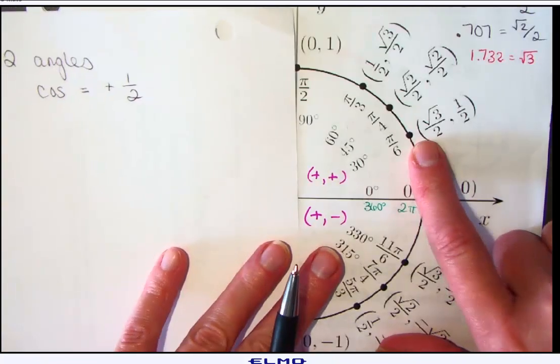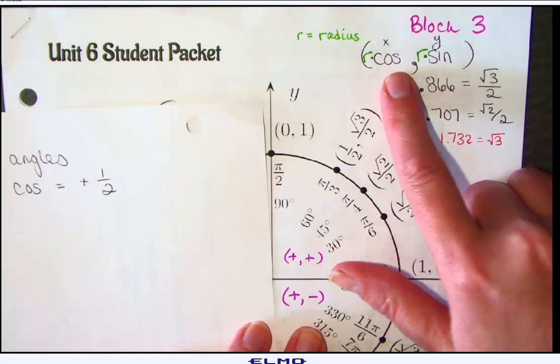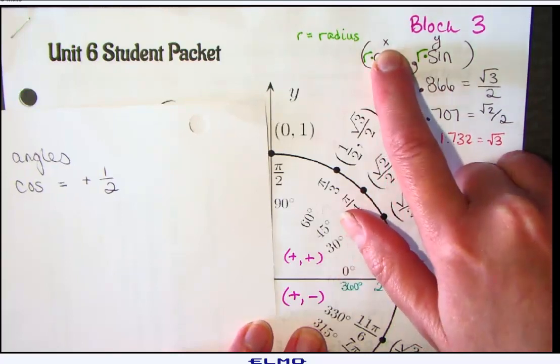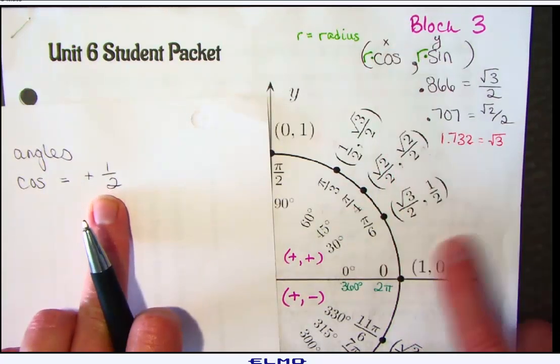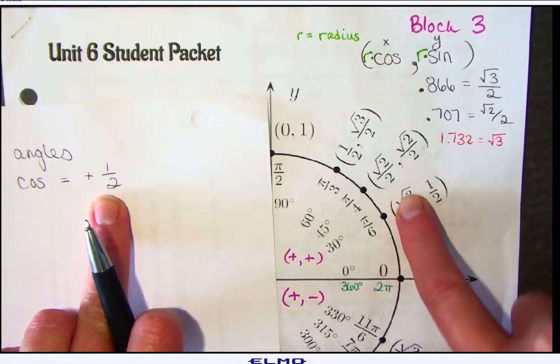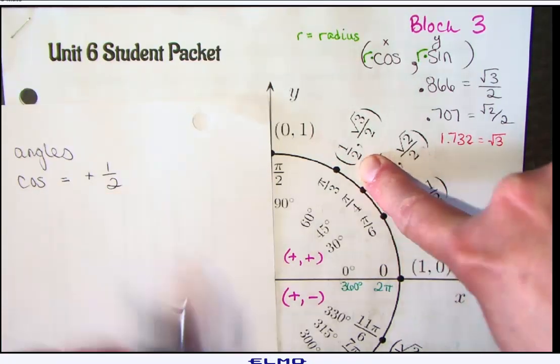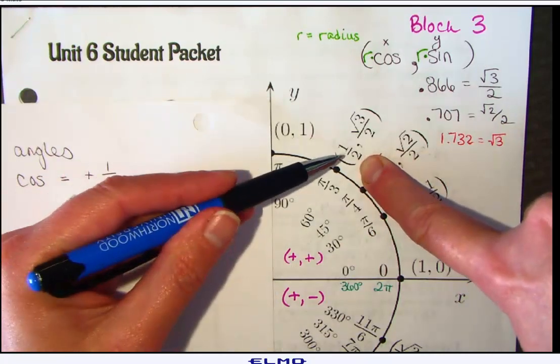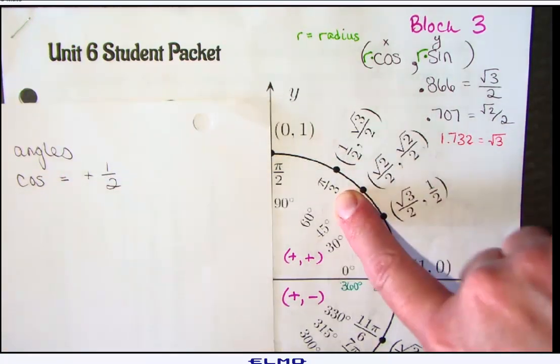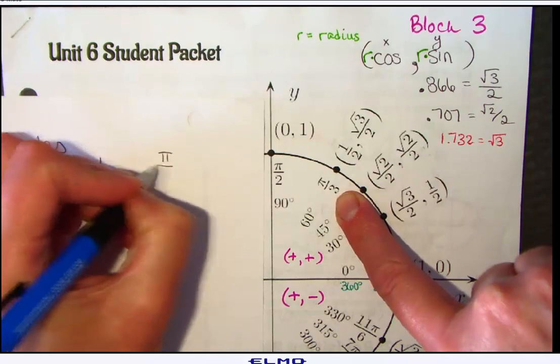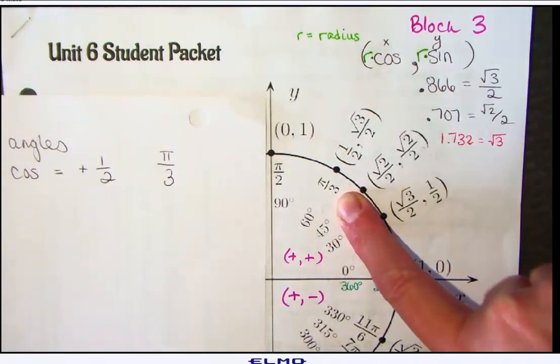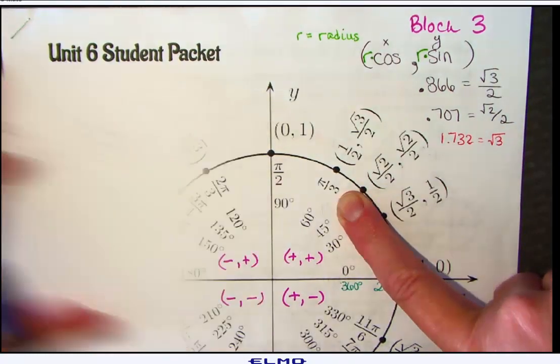I would start in my first quadrant, and I'm looking for a cosine angle that's positive 1/2. I'm looking for an x-coordinate that's positive 1/2, and I'm just looking at my x-coordinates. There it is, this guy. Pi over 3 is one of the angles that has a cosine value of positive 1/2.